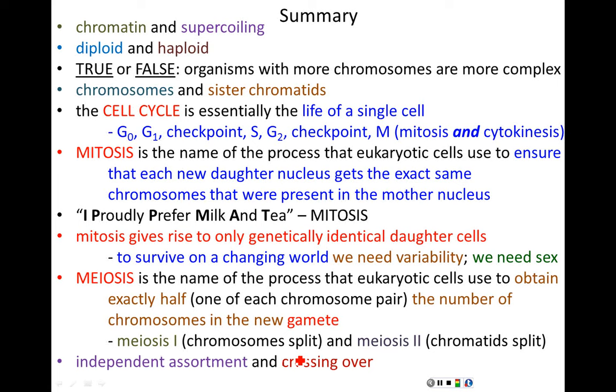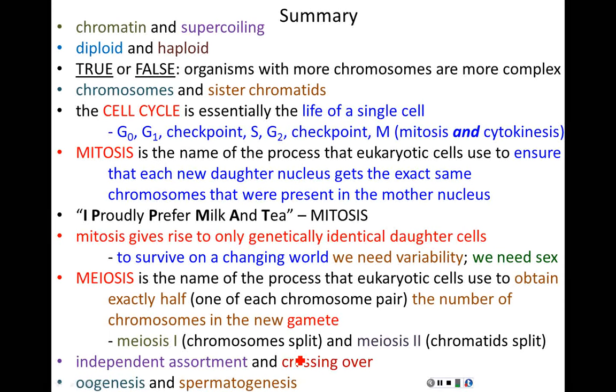We talked about independent assortment and crossing over as the two major mechanisms for achieving genetic variability in gametes. Independent assortment is the idea that any new gamete can get any combination of mom's and dad's chromosomes as long as the gamete gets one and only one of each chromosome number. Crossing over is the exchanging of chunks of chromatids during synapsis in Prophase I. We ended today's lecture talking about how eggs are made in the human or mammalian animal. This is the process of oogenesis, and we talked about spermatogenesis as well.